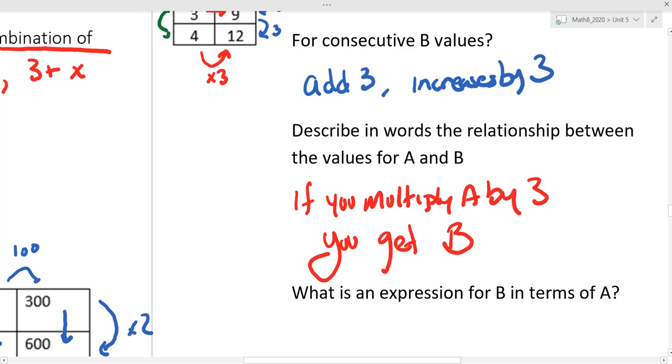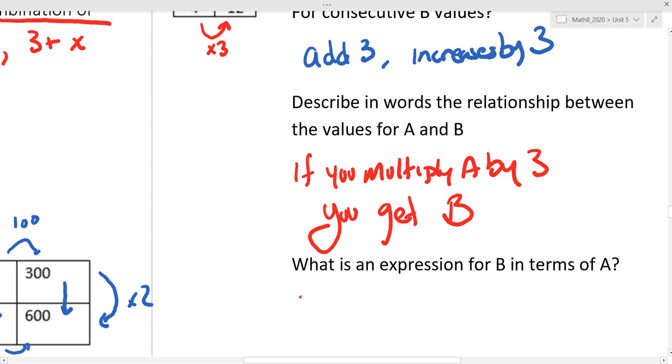So now the next one is writing an expression. You want to use numbers and letters to represent what we just did in a mathematical statement. You can say 3 times A, 3A is B. Now, if the question asked for an equation, which we don't really do in grade 8, you just change the word is to an equal sign. So it'll be 3A is equal to B.